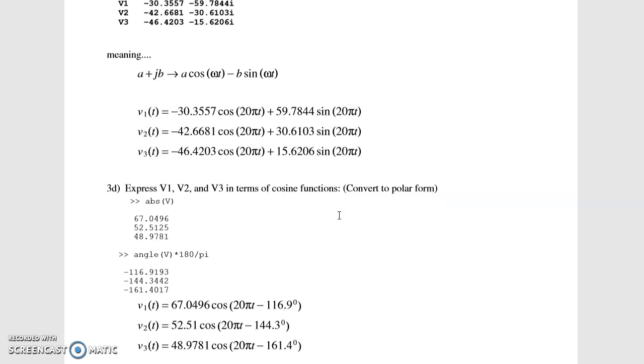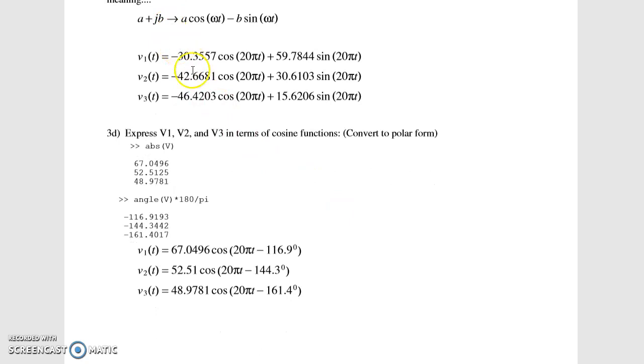To check your answers in CircuitLab, it's a little bit easier to convert to polar form. In polar form, you take the magnitude of the complex number, that's the amplitude. Take the angle of the complex number, that's your phase shift. This is what the output looks like in polar form. That's what you see in CircuitLab.